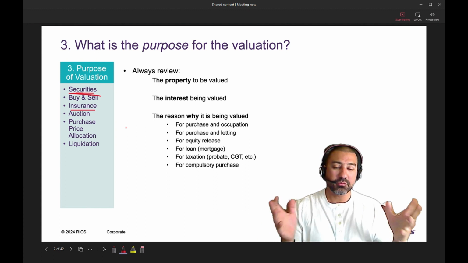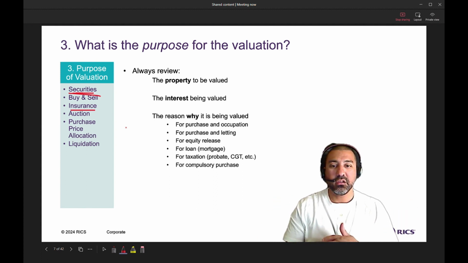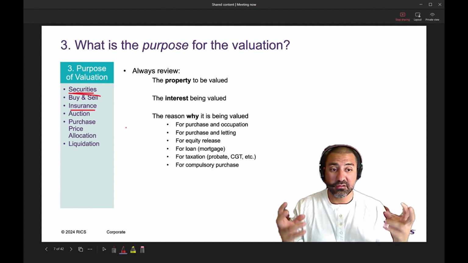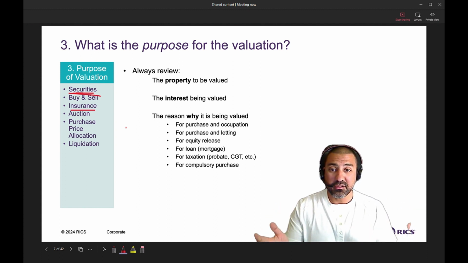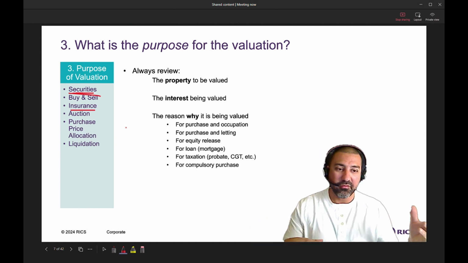So a purchase price allocation is when an accounting firm comes to your valuer and says, look, we need to be able to tell the difference between the tangible assets and the intangible assets. There's part goodwill and there's part actual tangible assets. If the market value of those tangible assets is higher than the purchase price, then we have to do an impairment. If it's below, then we have goodwill, right?